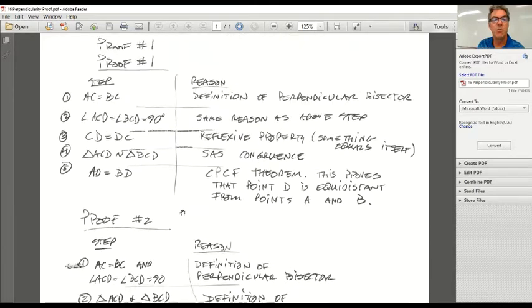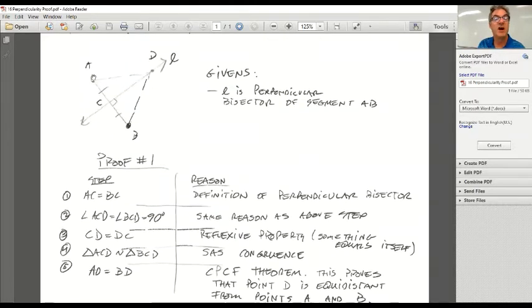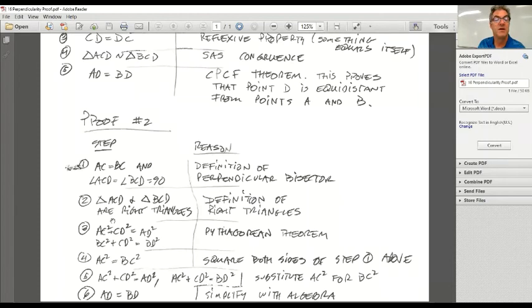So let me scroll up, and here we go. Triangle ACD and triangle BCD are right triangles. That's what we talked about just down there. So scroll back down. Okay, so the Pythagorean theorem in right triangles says that the squares of the two legs, when added together, are equal to the square of the hypotenuse, which is the long side, the side opposite of the right angle. So I wrote two equations here: AC squared plus CD squared equals AD squared, that's for the first triangle, and BC squared plus CD squared equals BD squared for the second triangle.